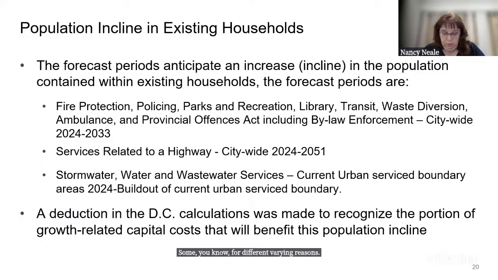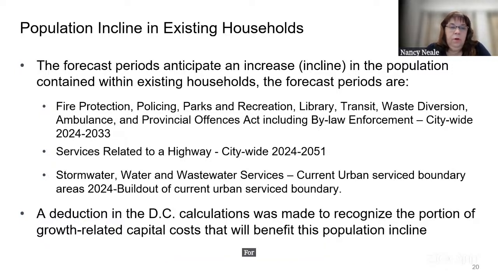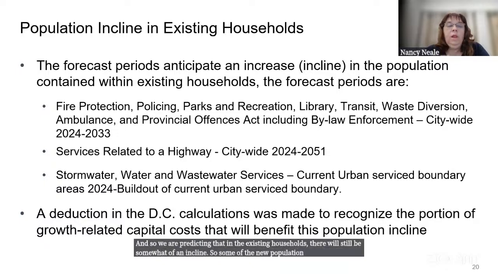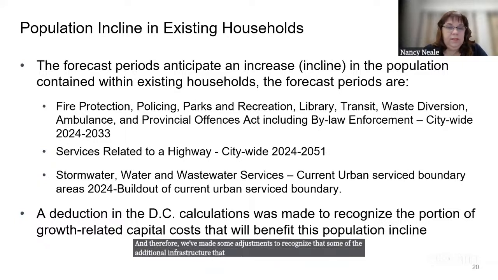With immigration, there's more multi-generational homes quite often. With a shortage of long-term care homes and beds for ailing elderly people, they are moving in with their adult kids quite often. And so we are predicting that in the existing households, there will still be somewhat of an incline. So some of the new population will actually not be in new residential units, but will be in the existing units. And therefore, we've made some adjustments to recognize that some of the additional infrastructure that has to be put in place will be put in place to serve those people as well.